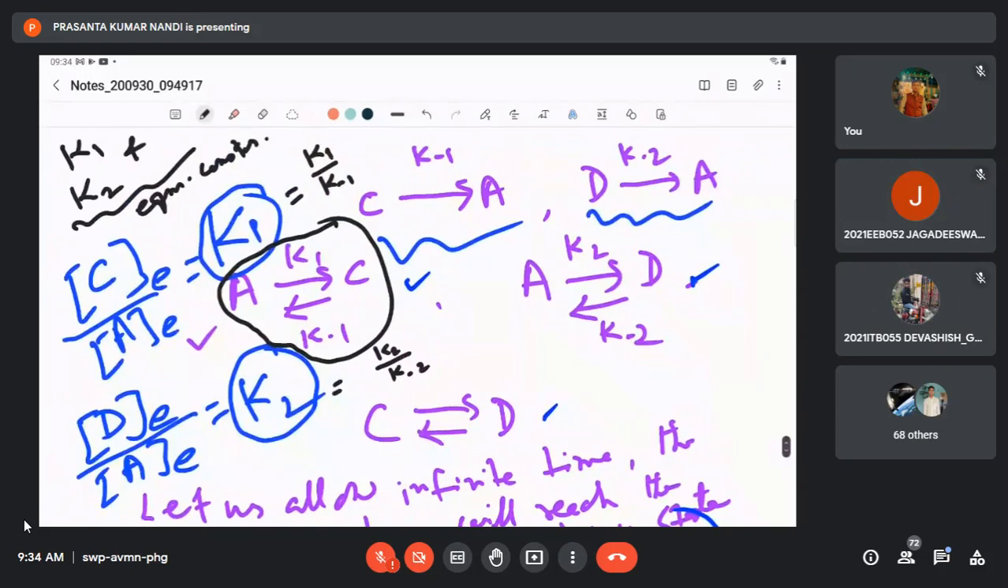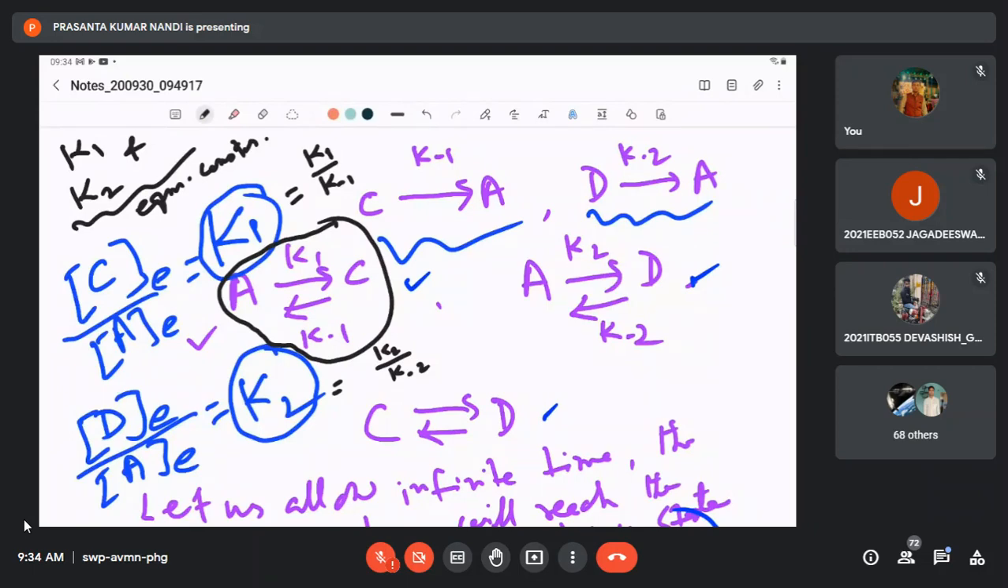Actually, initially we considered the reactions A to C and A to D, but we didn't allow the reverse step, that is C to A or D to A. That was not allowed at the very beginning. That means we considered only the forward reactions. But if we allow the backward reactions, that is C to A and D to A, then what happens?